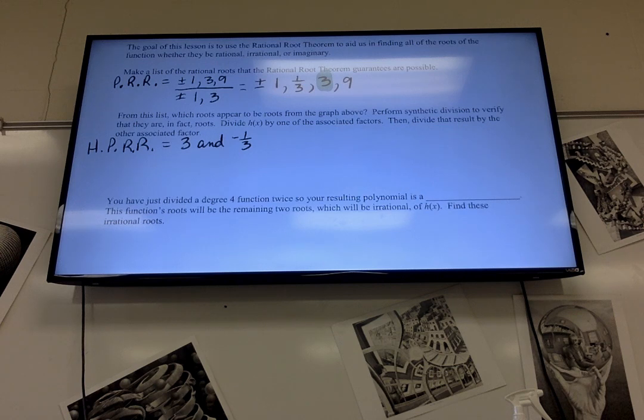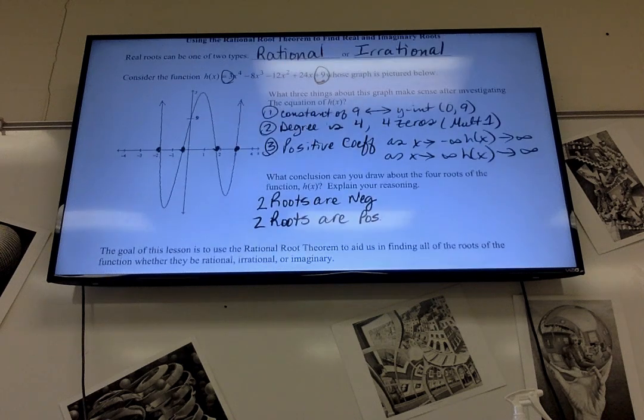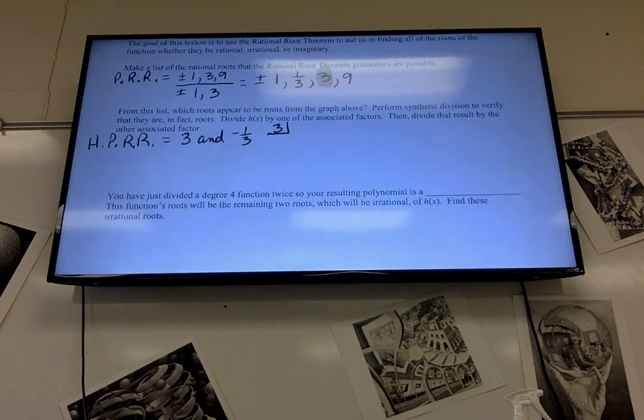So let's divide by one of them. I figured you probably want to pick 3. We're going to divide by the other one as well, but we'll start with 3. The numbers are 3, negative 8, negative 12. I guess I can divide this here. 24 and 9.